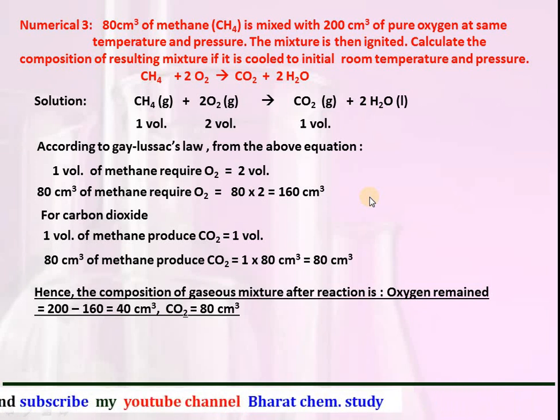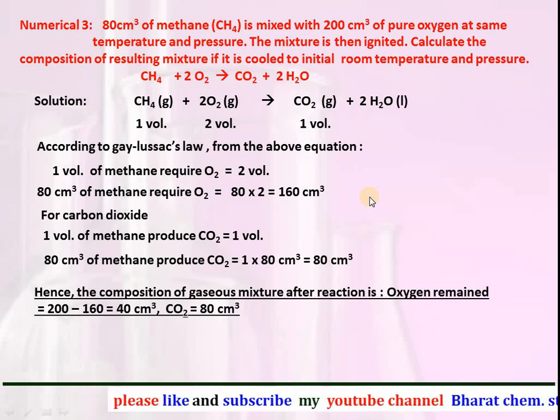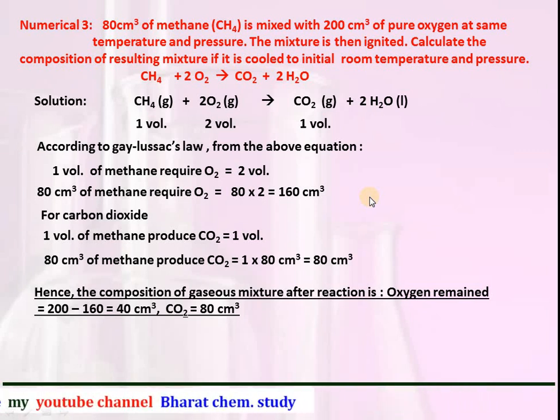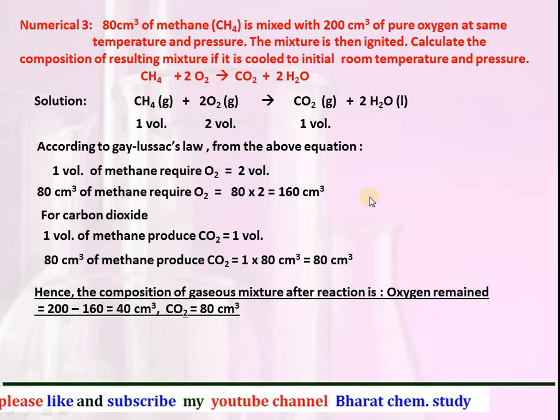Hence, the composition of the gas mixture, that is the product, is 80 centimeter cube of carbon dioxide and 40 centimeter cube of remaining oxygen. This is called the composition of the gas mixture, that means the amount of product formed as well as the amount of unreacted reactants.